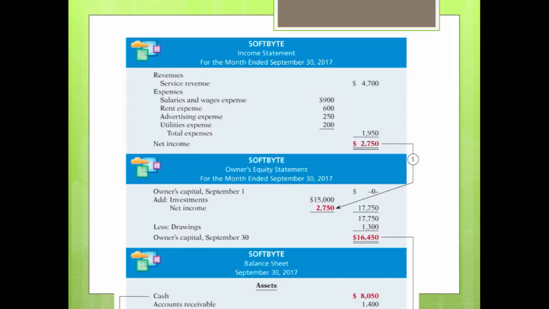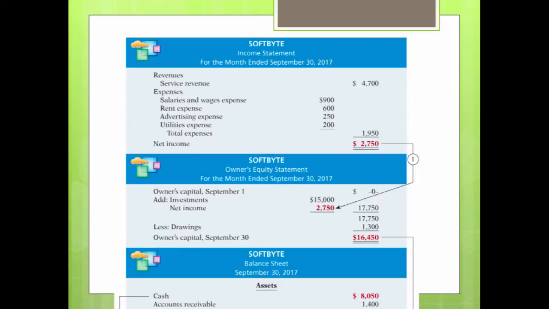Once you complete the income statement, the next step is to record the owner's equity statement. The purpose of this statement is to report the changes that occurred in the owner's financial interest during a specific period of time. In this case, it's also for the month of September. We know that the business had a net income for the month of September, but how does this impact the overall financial interest of the owner?